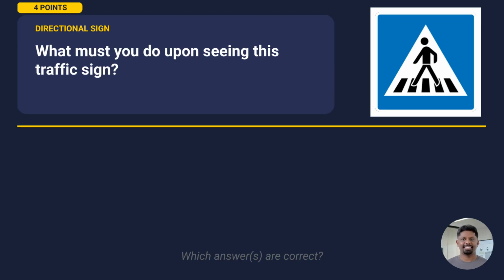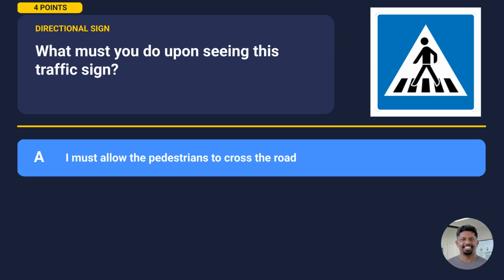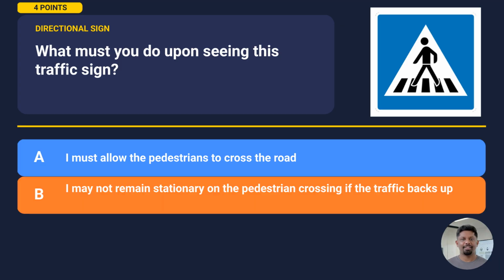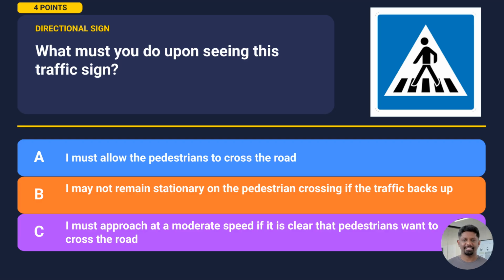Ready? Here's the next question. What must you do upon seeing this traffic sign? Take a moment to look at the options. Option A. I must allow the pedestrians to cross the road. Option B. I may not remain stationary on the pedestrian crossing if the traffic backs up. Option C. I must approach at a moderate speed if it is clear that pedestrians want to cross the road.